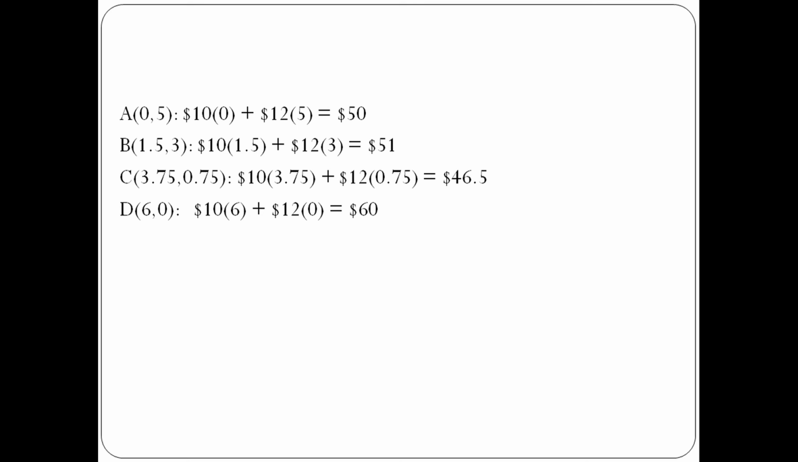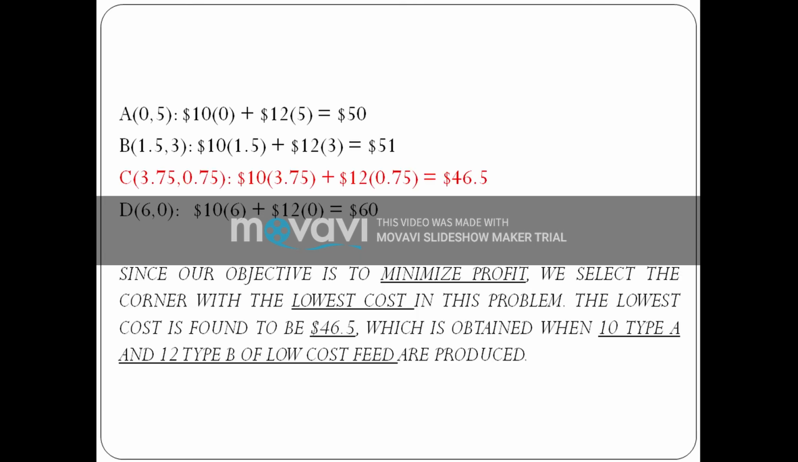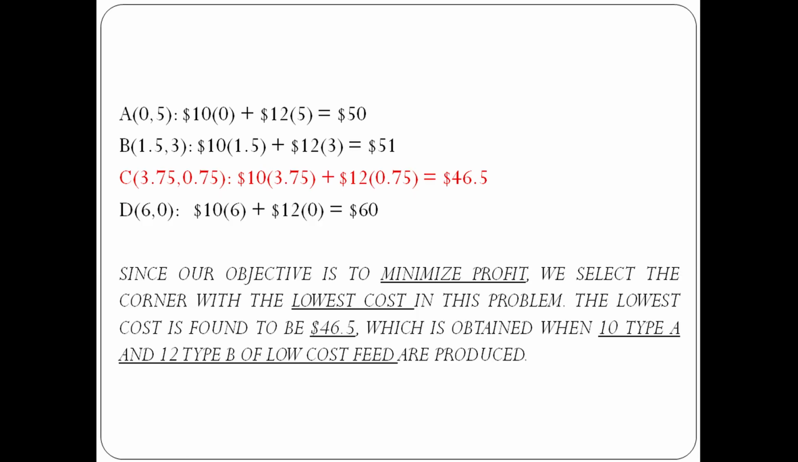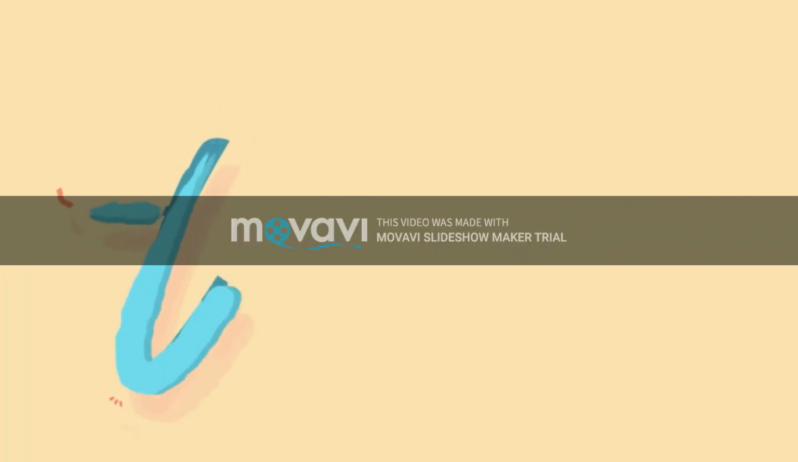When we have already identified the corner points, we can now calculate the value of the objective function at each corner point. We substitute the x and y values of the points into our objective function equation to get the optimal value. Since our objective is to minimize cost, we select the corner with the lowest cost in this problem. The lowest cost is found to be $46.5, which is obtained when 10 type A and 12 type B of low-cost feed are produced.